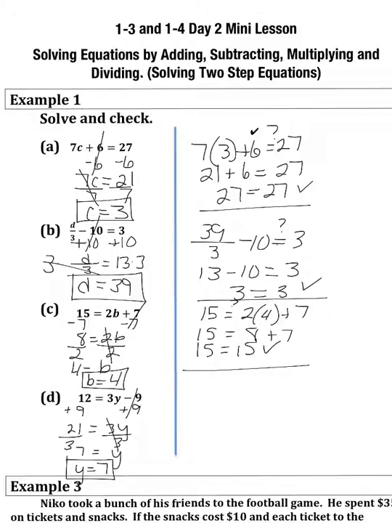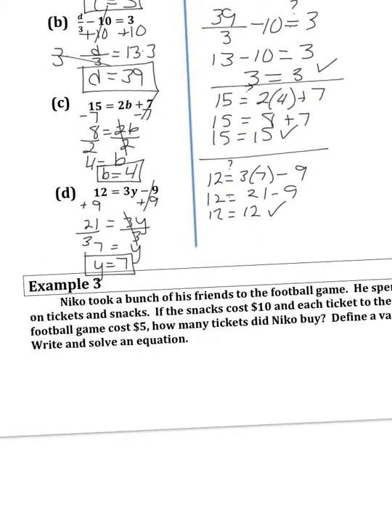For the check step, I will rewrite the equation, this time with 7 substituted in for y. And I will multiply the 3 and the 7 first to get 21. And I see that when I subtract 9 from 21, I do in fact get 12. So this checks.